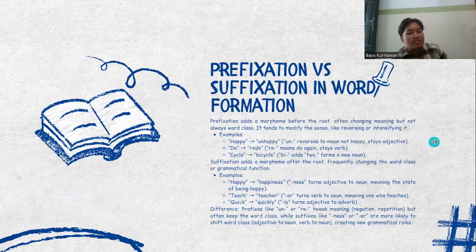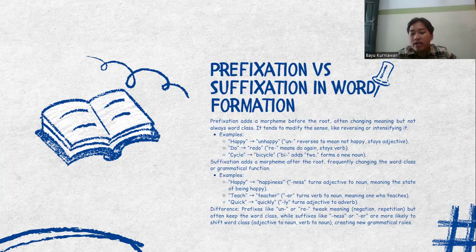Prefixation versus suffixation in word formation. Prefixation adds a morpheme before the root, often changing meaning but not always word class. It tends to modify the sense, like reversing or intensifying it. For examples, happy to unhappy, do to redo, cycle to recycle.